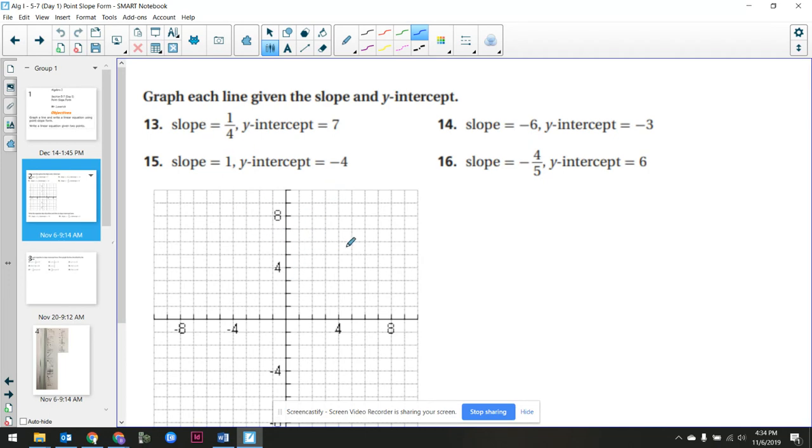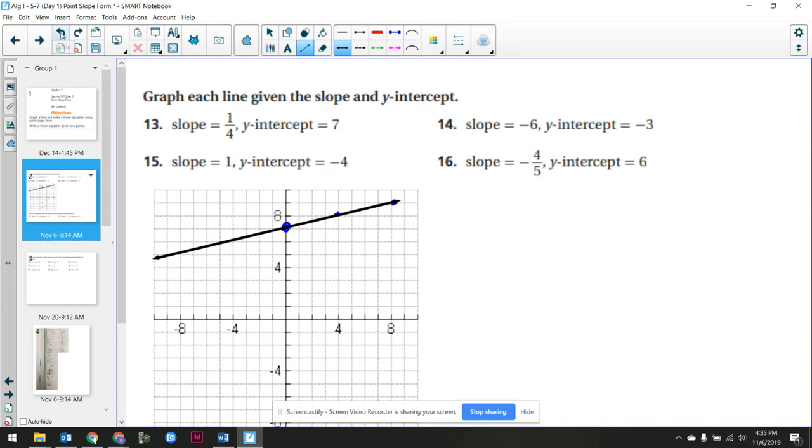Okay, so for 13, graph the line given the slope and the y-intercept. So this should be pretty easy by now. We've done this a million times. Y-intercept is 7. The slope is 1/4. So up 1 over 4, up 1 over 4. And I'll get my line tool. Just do a couple points, extend it on out. Okay, so there is my graph for number 13.